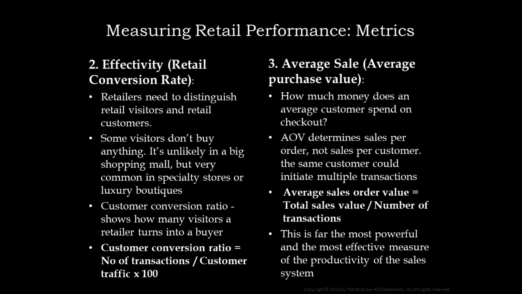Average sale, the next metric, or the average purchase value. I'm not looking at average sale per customer; that's not going to help me with store performance. I'm looking at the formula given there. Average sales order value is equal to total sales value divided by the number of transactions. This is overall, not sales per customer, but total sales value divided by the number of transactions. How much money does an average customer spend at checkout? That will give you an average sale value. I hope that's clear.